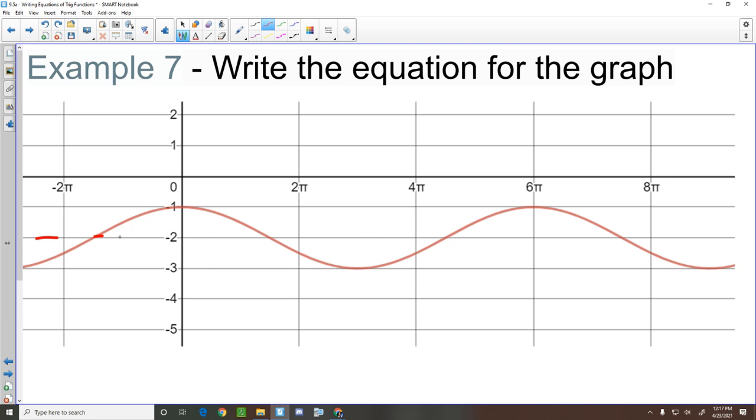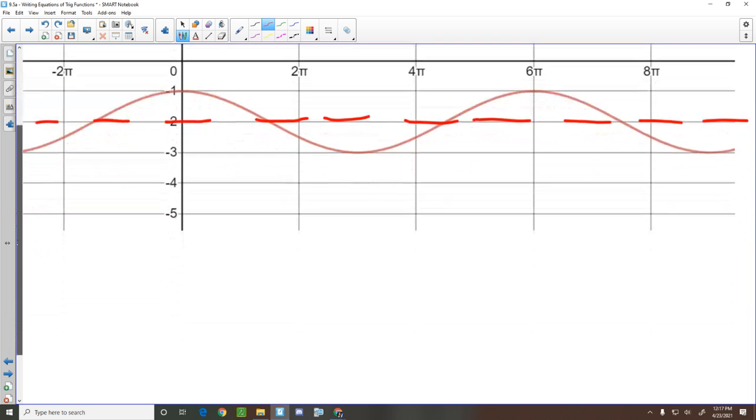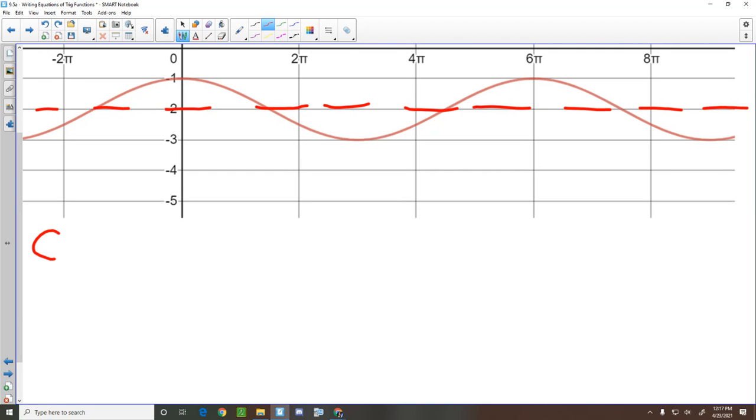All right, I'm going to start by drawing my midline and identifying where that midline is. That's c at -2. Typically, that's what I start with. From the midline, how far is it up to a crest? Well, that's just 1 unit. So we've got an amplitude of 1.